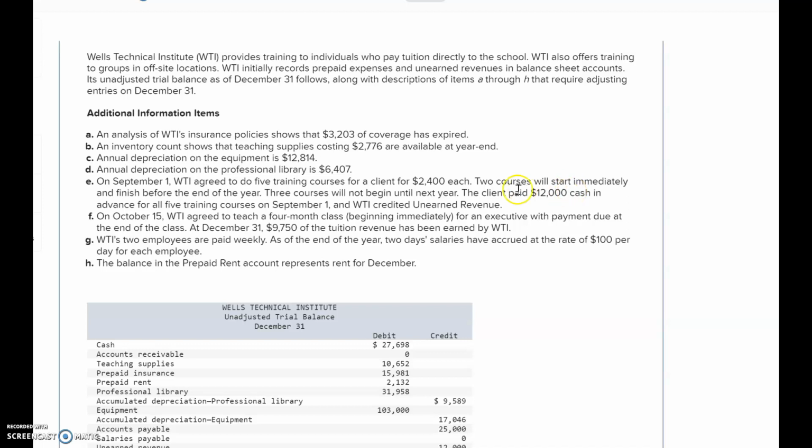By the end of the year, 2 of the courses had been completed. So here's the amount: take the amount per class times 2, that's the amount that's been earned. So our adjusting entry is going to come out of unearned revenue and it's going to be recorded as revenue.